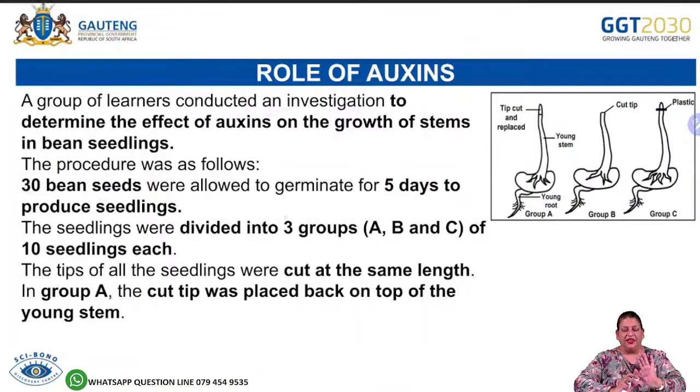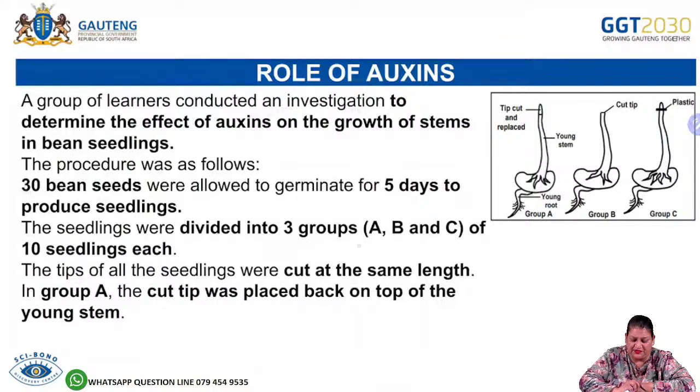So let's look at it. There were 30 bean seeds. Right. Now they took the 30 bean seeds and they allowed them to germinate. And once they germinated and produced a young stem and a young root, which is called a coleoptile, right? They took the 30 bean seedlings and divided them into 3 groups, A, B, C, of 10 seedlings each. All right. So now, once they looked at the seedlings, here you can see group A, group B, and group C. These 3 groups were treated differently.